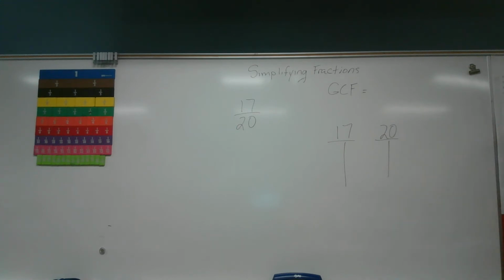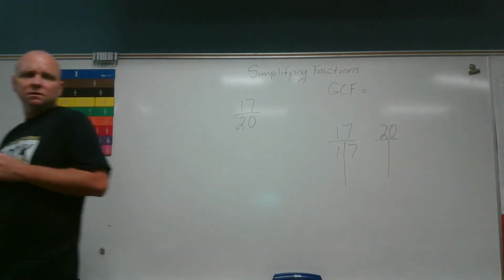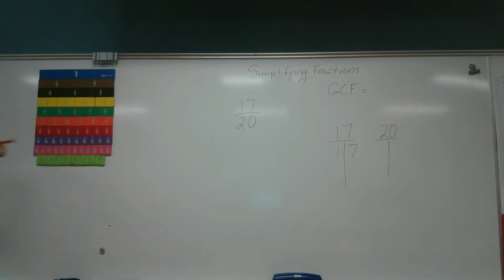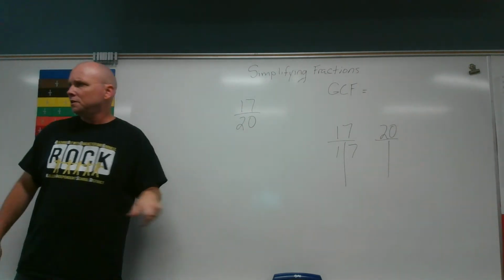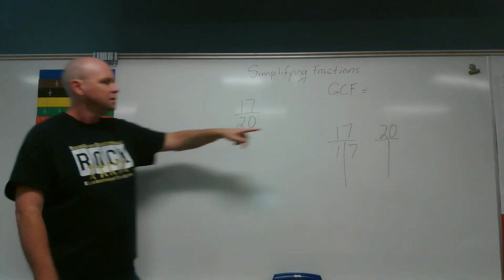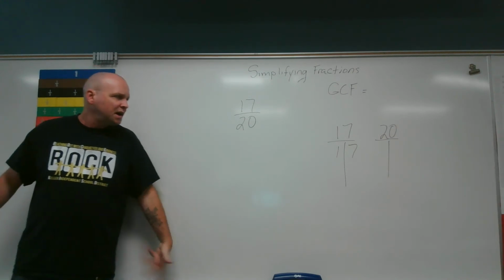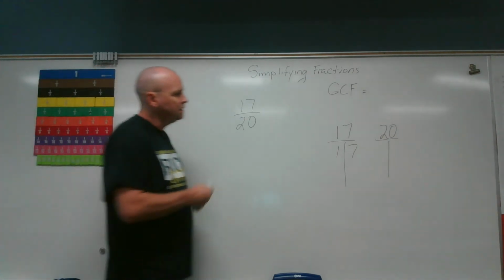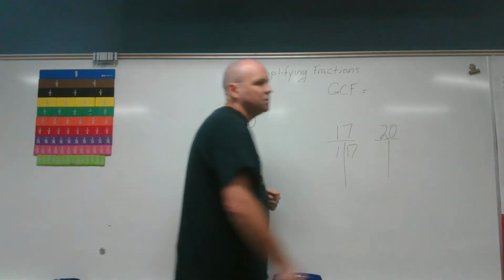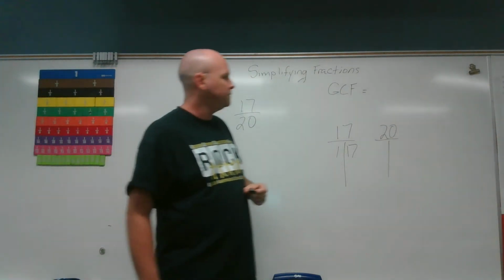1 and 17. Okay, 1 and 17. Is 2 a factor? No, because it's not even. Is 3 a factor? No, because the sum of the digits is not a multiple of 3. 7 plus 1 is 8. So 4, 5, 6. Nope, just 1 and 17. Which means that's what kind of number, Matthew? Prime. Very good.